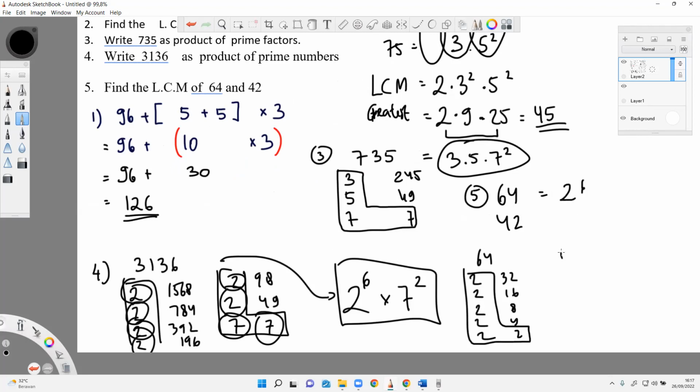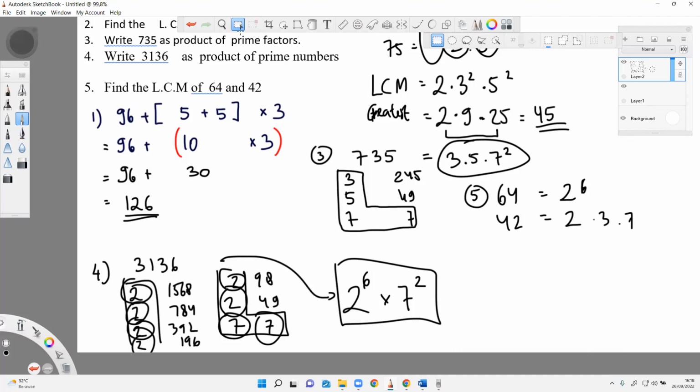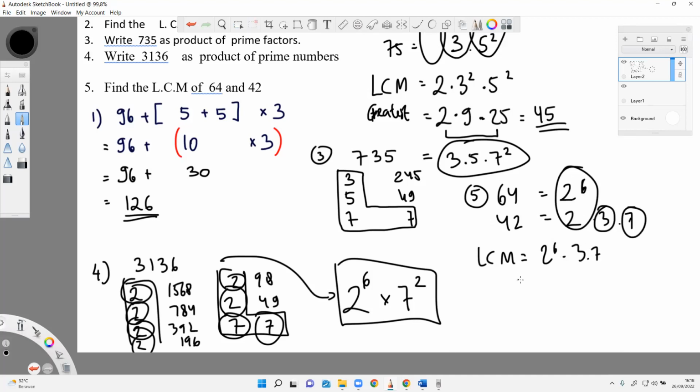2 power 6. How about 42? 42 to 21, 3, 7. 2, 3, 7, right? And then again, to find the LCM, I want to erase the prime factorization because it is not so important unless it is asked for the prime factors or prime factorization. So the LCM will be the highest, 2 power 6, and no highest for the others, so just add it. Okay, so 64 times 21.